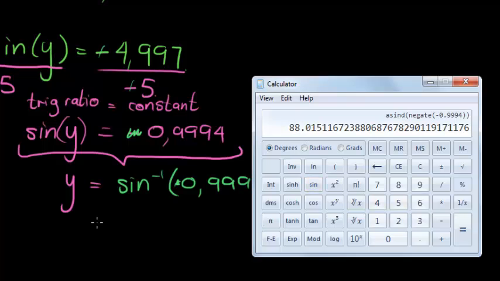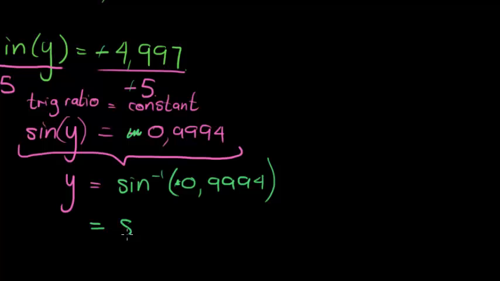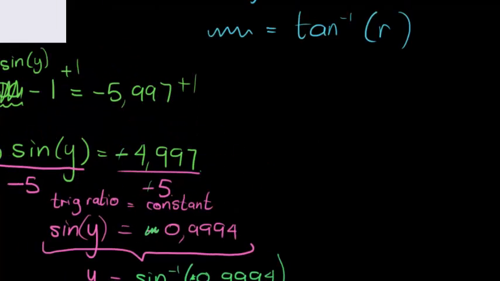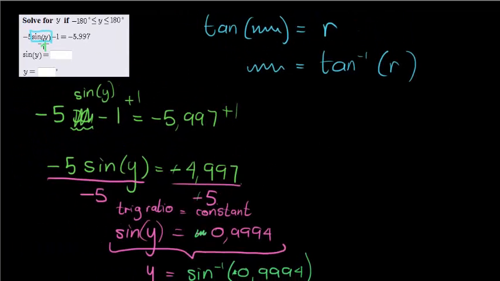If we round to one decimal place, that's going to be 88 degrees, and that is what y must be. You can go ahead and test it. Replace that with 88 degrees and see if you actually get this on the right hand side. Good luck.